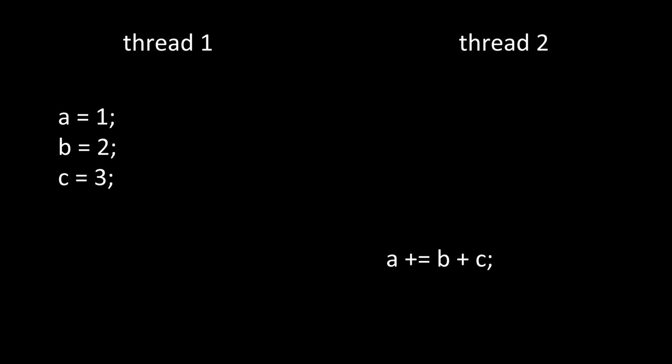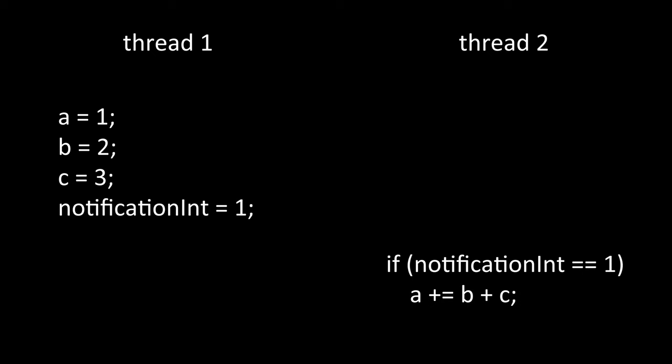Let's take a look at an example to see how this helps in practice. Let's suppose we have two threads working on the shared variables A, B, and C. One thread sets their values, the other reads them. We also want the storing thread to notify the loading one that the values have been computed and can be read. We'll use an int for this. This is our first naive implementation.